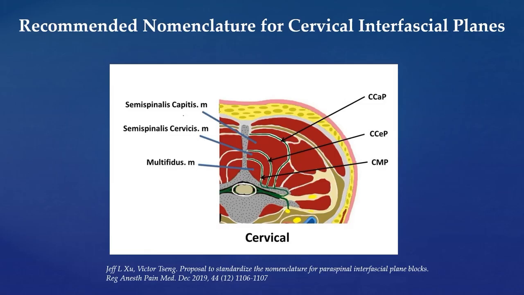The nomenclature is critically essential for teaching, research, and the clinical practice of regional anesthesia. For that purpose, we would call the fascial plane lateral to the multifidus muscle a cervical multifidus plane (CMP), the fascial plane lateral to the cervicis muscle a cervical cervicis plane (CCeP), and the fascial plane lateral to the capitis muscle a cervical capitis plane (CCAP).